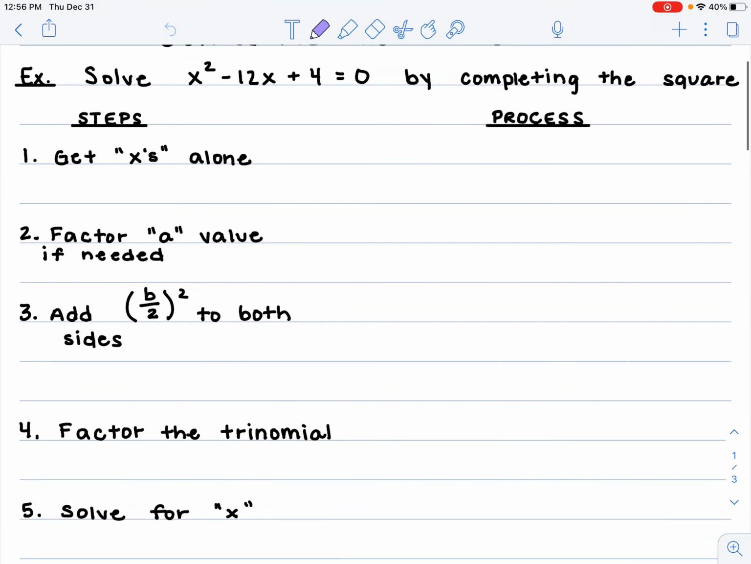What I want you to do is make 2 columns in your notes. The first column is going to be all the steps, and the second column is going to be the process. We're actually going to do it with this example problem. So go ahead and pause this video, and I want you to write down all the steps.